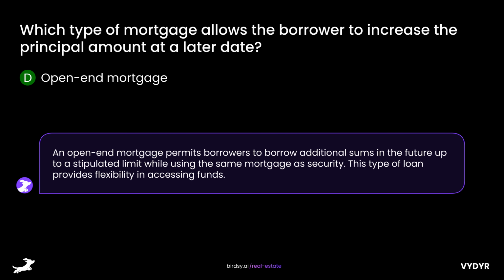An open-end mortgage permits borrowers to borrow additional sums in the future up to a stipulated limit while using the same mortgage as security.